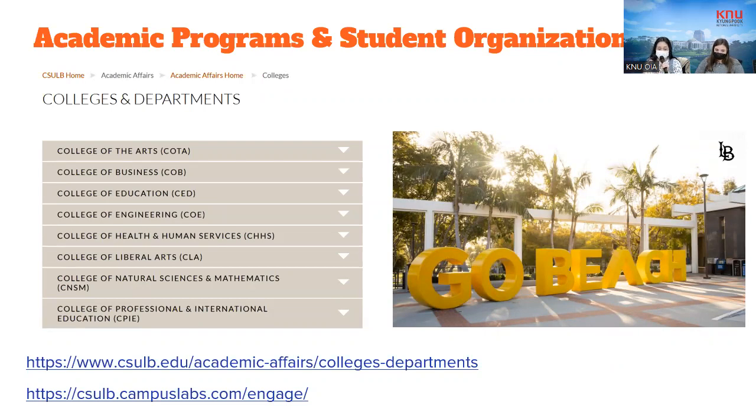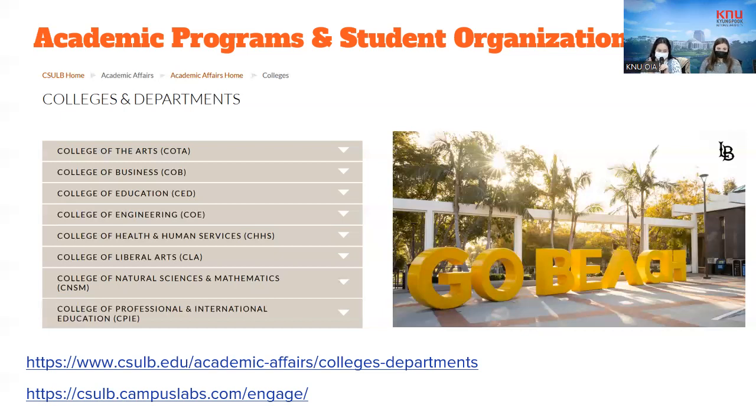office at Long Beach. And for student organizations, I included a link down here below because there are so many organizations on campus. There's over 300, and there's many different types. For example, if you just want to join a recreational club and you want to play sports, there's a club for that. But if you also want to do more networking for career options, or you just want to meet other people within your major, there's organizations for that too.